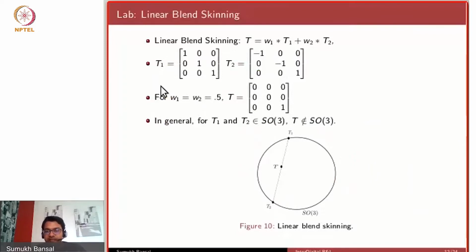So for example, take these two transformations, and it's an extreme case, but if you blend these two transformations, let's say that the weights of both of the transformations is 0.5. So the transformation you are going to get is T, and you can see that it's a singular matrix, and it's a rank 1 matrix, and it's not a rotation matrix at all. And due to this, when you apply this transformation on a vertex, this volume shrinking happens.